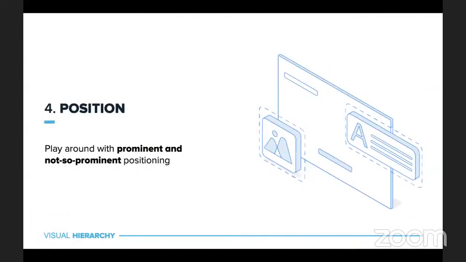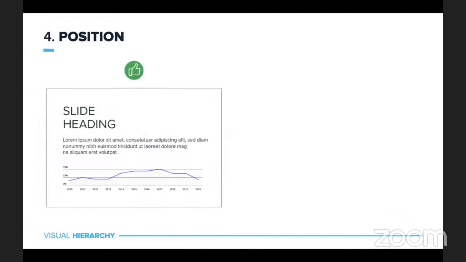The next factor to consider to help improve visual hierarchy is positioning. So play around with prominent and not so prominent positioning. An element's position within a design says a lot about its level of importance. So for example, by simply placing your heading at the top of the page, the reader can tell without any explanation that this is indeed the header or title, followed by your explainer text or copy, which could also be a set of bullet points, and then your diagram or image below.